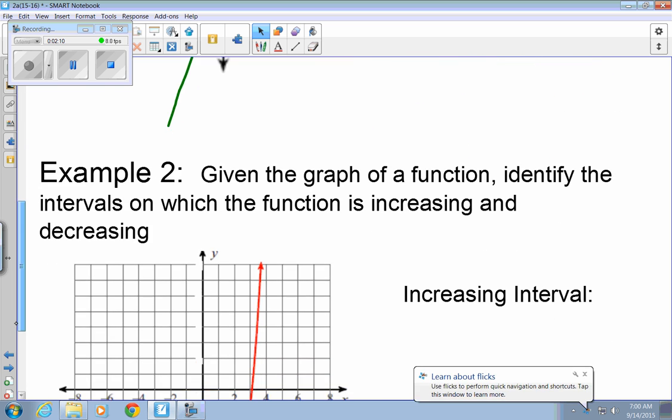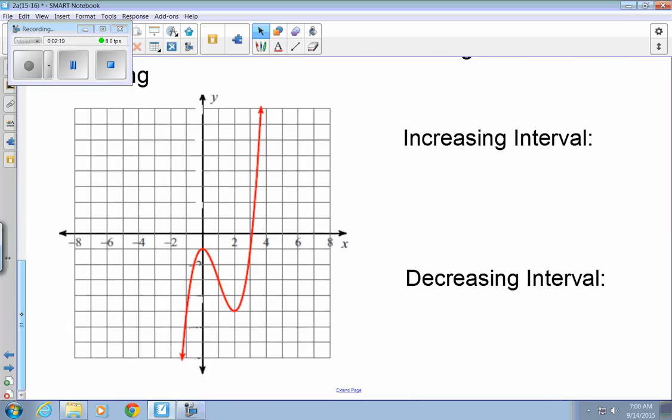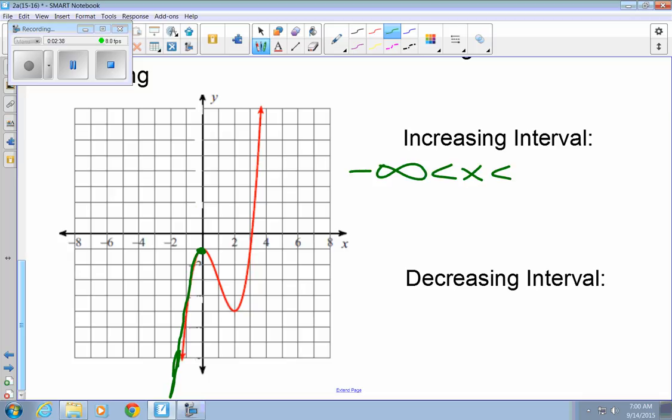Moving on, example 2 is much of the same. Given the graph of a function, identify the intervals on which the function is increasing and decreasing. So we have a very similar graph. Identify the functions that are increasing. So again, increasing to 0. So it's increasing from the left. It's a positive slope, so it's from the left, which is negative infinity. And it's increasing all the way to 0, the x value of 0.